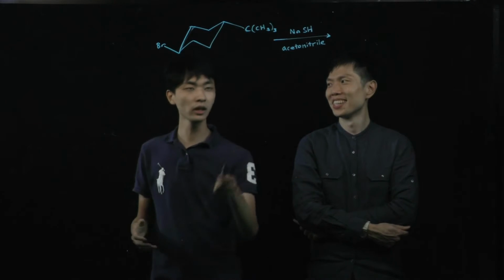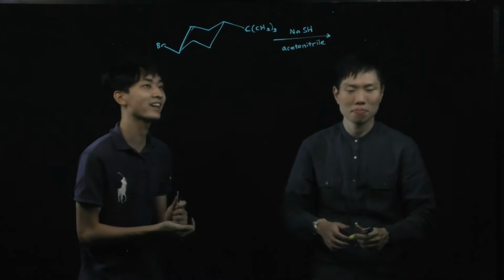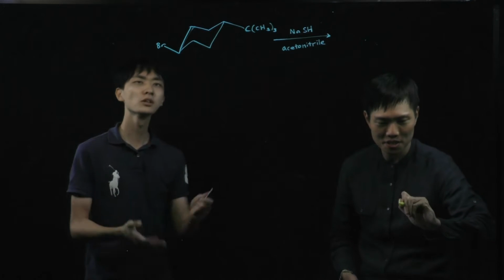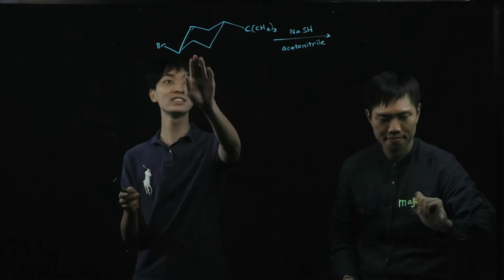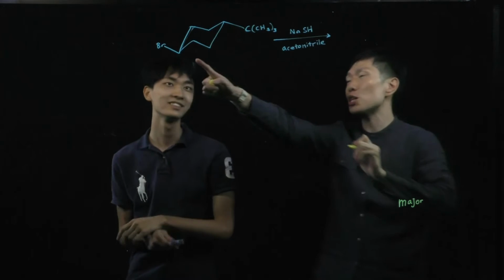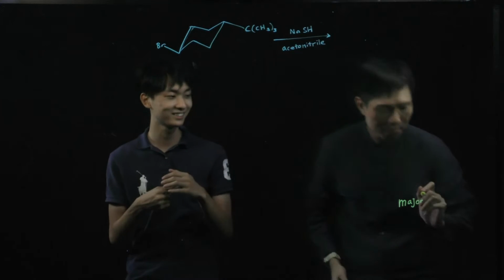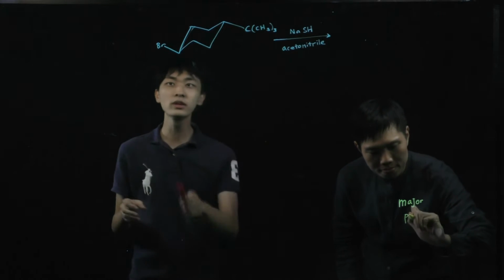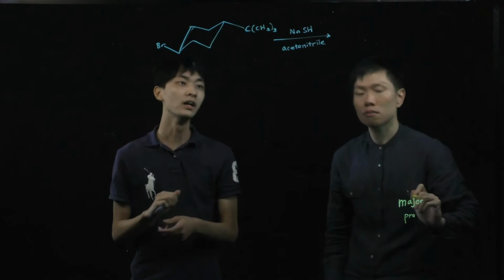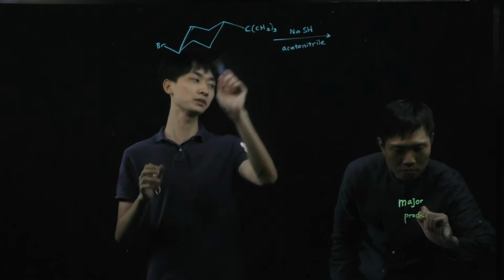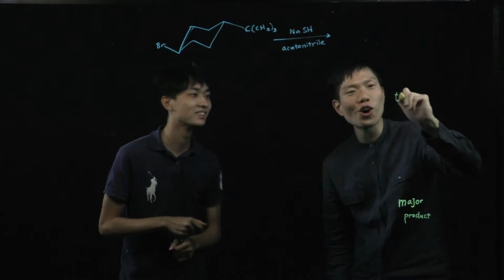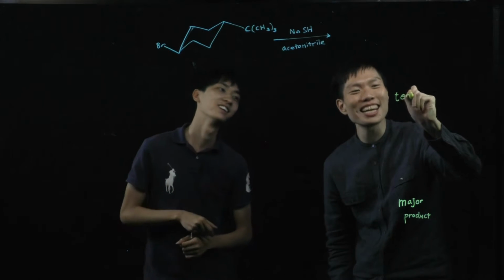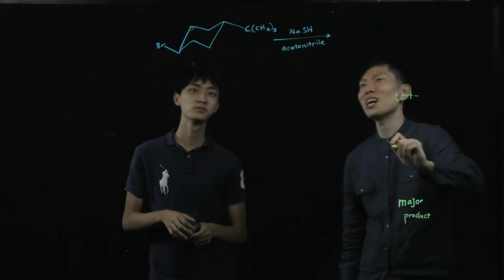So we are looking at what's the major product from this reaction. Let's look at this. We have a chair conformation over here, because we have a cyclohexane. And then we have a bromine substituent, and a tertiary butyl substituent. Tertiary. Yes. Butyl group.